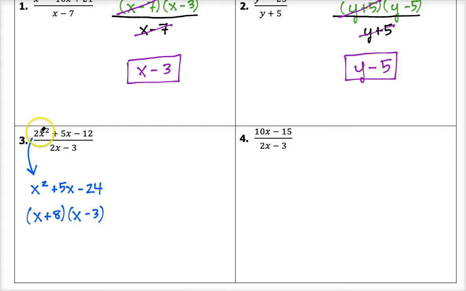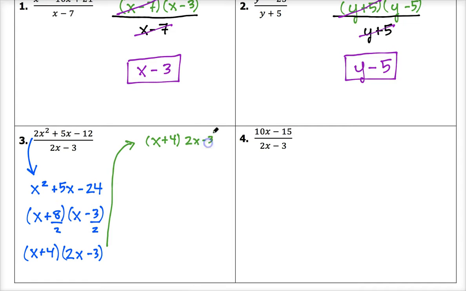And then since we slid the leading coefficient 2 over, we need to divide both sides by 2. So this becomes x plus 4 times the quantity 2x minus 3. So that's what the numerator is going to look like, x plus 4 times the quantity 2x minus 3. And then the denominator was 2x minus 3. So here, the 2x minus 3's will both cancel each other out, and we're left with x plus 4.